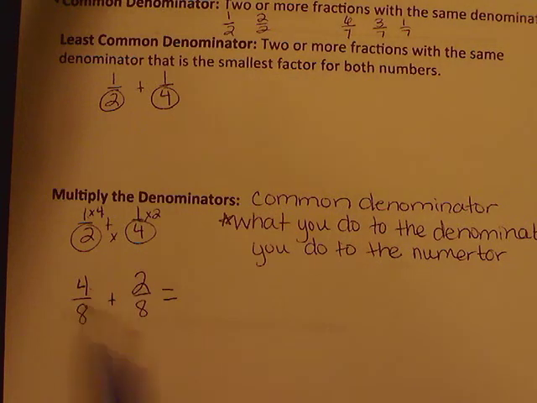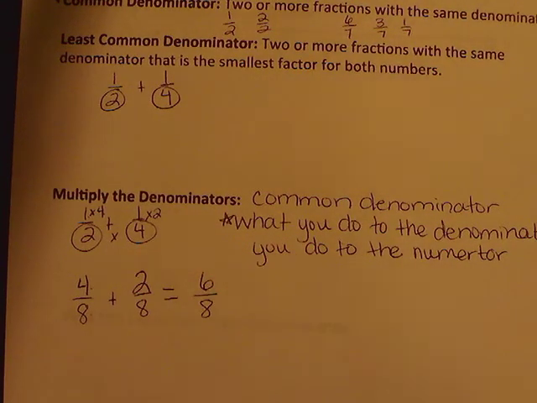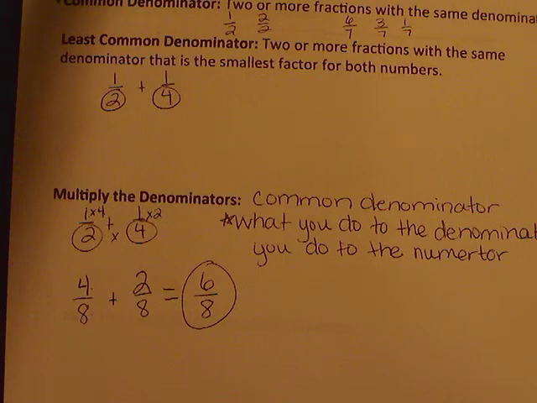So all you do when you add fractions is you add the tops. So 4 plus 2 equals 6. So I have added my 2 fractions and the answer would be 6/8. That's what you would do when you multiply the bottom denominators to come up with a common denominator. This is sometimes tricky because it's not going to give you the fraction in simplest form.